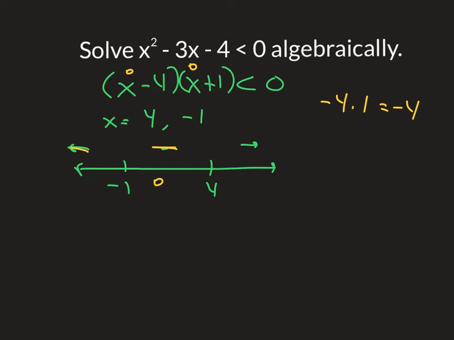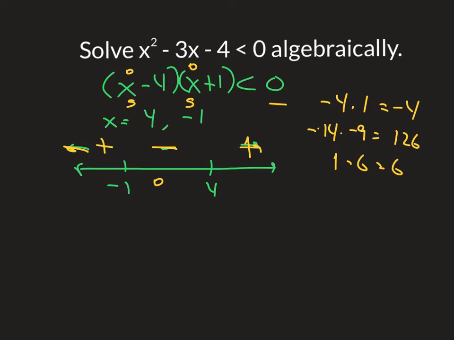And if I plug in a number to the left side, let's say negative 10, the first parentheses would be negative 14, the second would be negative 9, and that's going to be a positive, positive 126, so I get a positive over here. And then I'm going to plug in something bigger than 4, so let's say 5. 5 minus 4 is 1, 5 plus 1 is 6, multiply those, you get positive 6, so that's positive also. So it's always going to alternate like that. I hope you heard that.